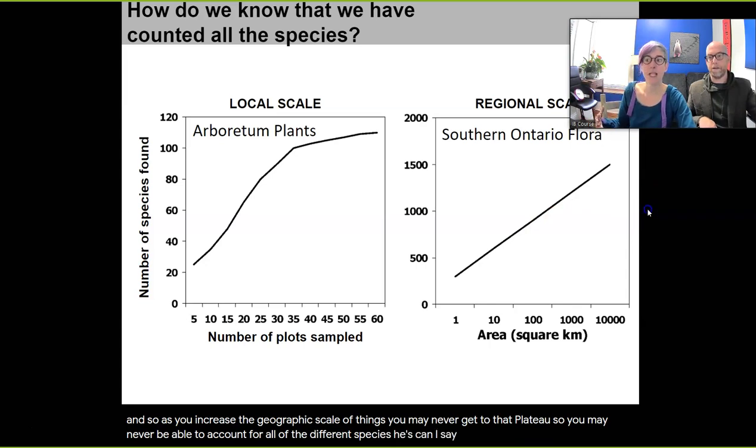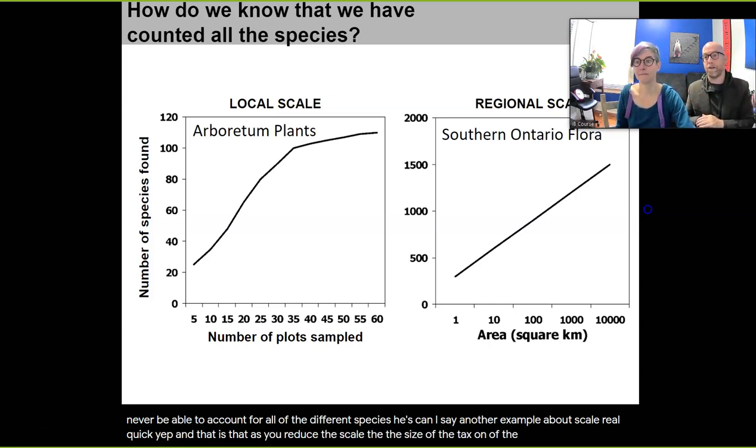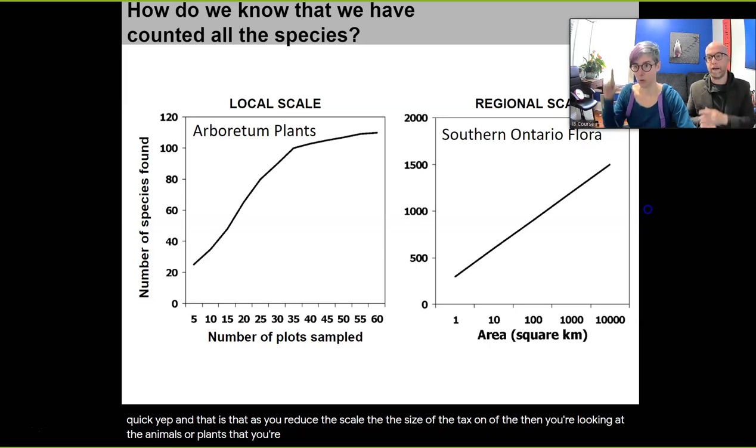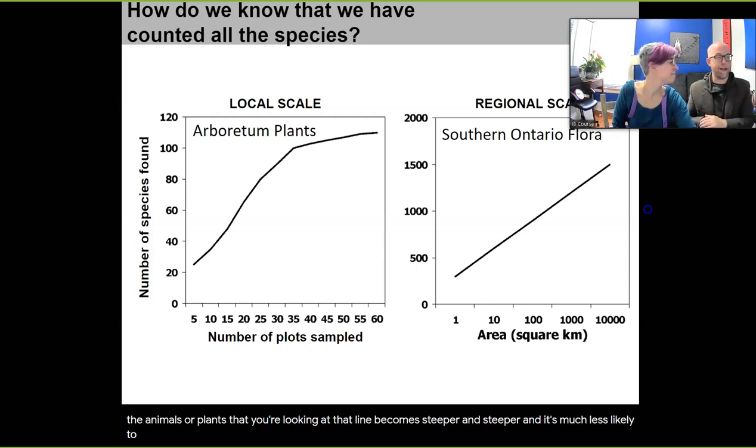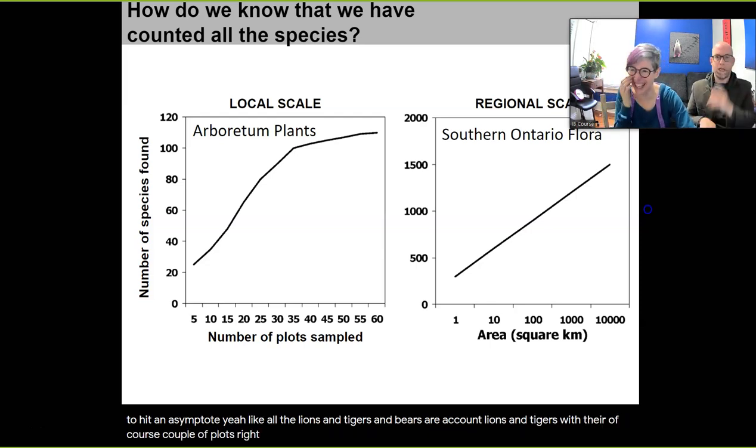Can I say another example about scale real quick? Yep. As you reduce the size of the taxon that you're looking at, the animals or plants, that line becomes steeper and steeper, and you're much less likely to hit an asymptote. Like all the lions and tigers and bears are accounted for within the first couple of plots. Lion, tiger, bear. Done.